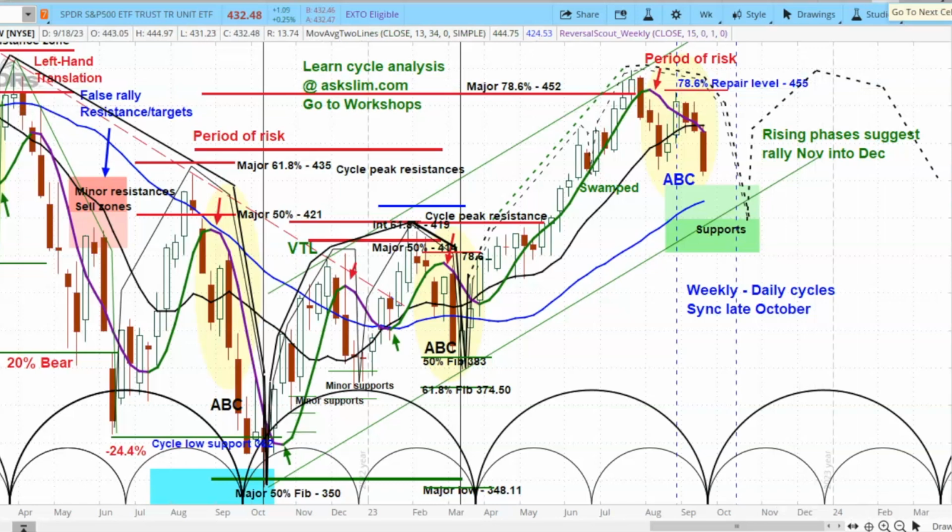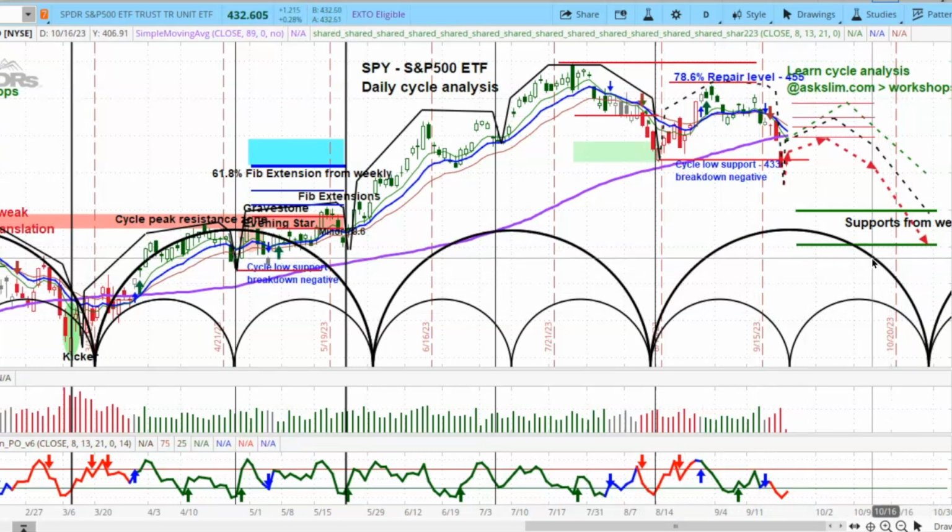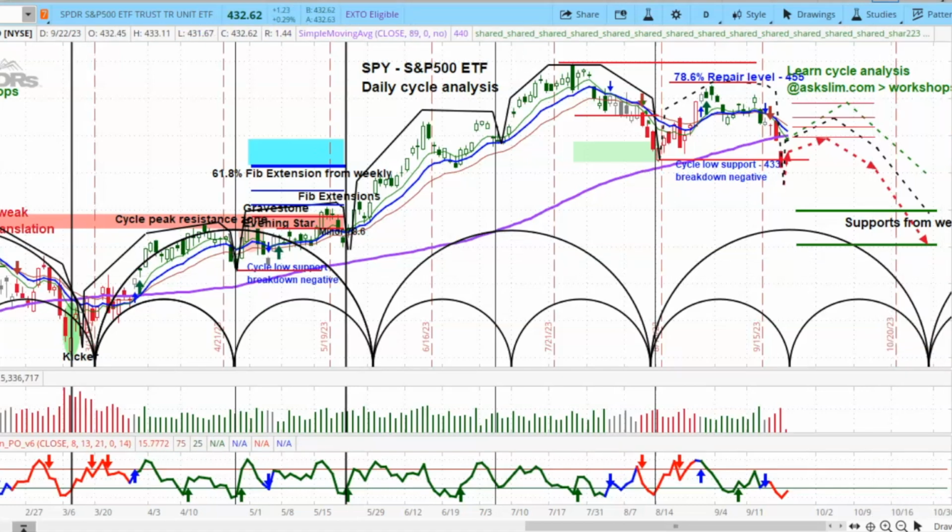Let's take a look at the daily chart here, and you can see here the big cycle harmonic. That low points to out around October 30th, so that's the alignment. Now, what you're seeing here is the minor cycles and how that resolves up on the top. This is the slim ribbon.